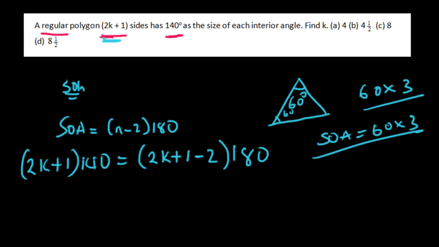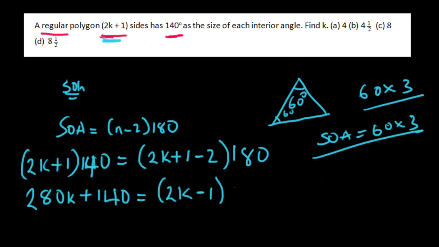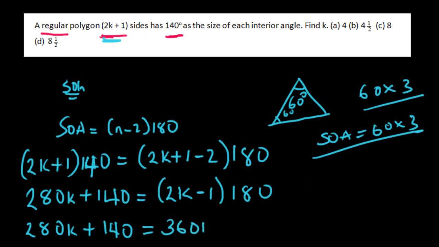So if I open this bracket, I'll be having 140 times 2k, which is 280k, 140 times 1 should give me plus 140, equals to, this will be 2k plus 1 minus 2, which should give me 2k minus 1, times 180. If I open this bracket, I'll be having 180 times 2k, that is 360k, and 180 times minus 1 should give me minus 180. So I collect like terms.